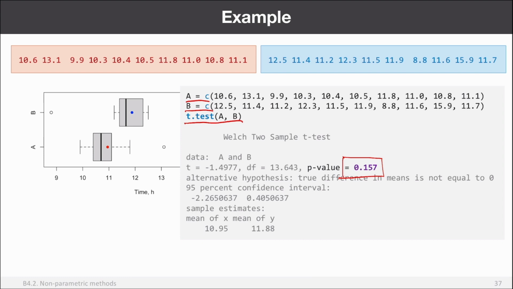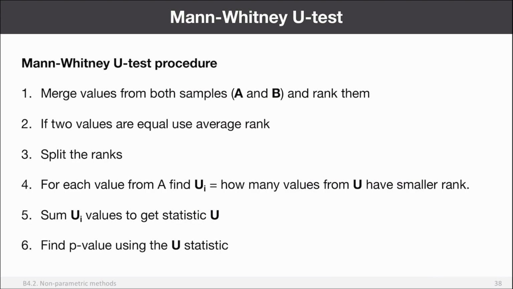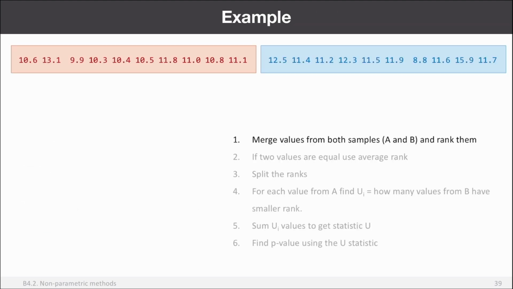But let's see what the non-parametric approach will tell us. This is the whole procedure. Again, you can see 6 steps. I will not explain the steps right now, but we will show you this gradually. Okay. So, step number 1, merge all values from both samples and rank them. So it means that when we compute ranks, we shouldn't compute ranks individually for A and B. We should merge them like it's one big sample with 20 values.